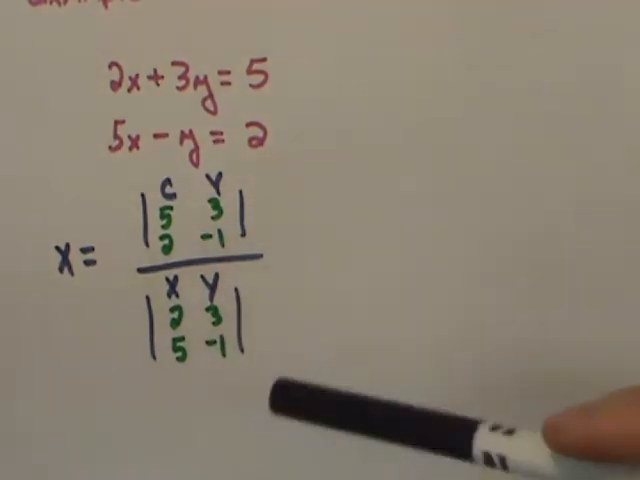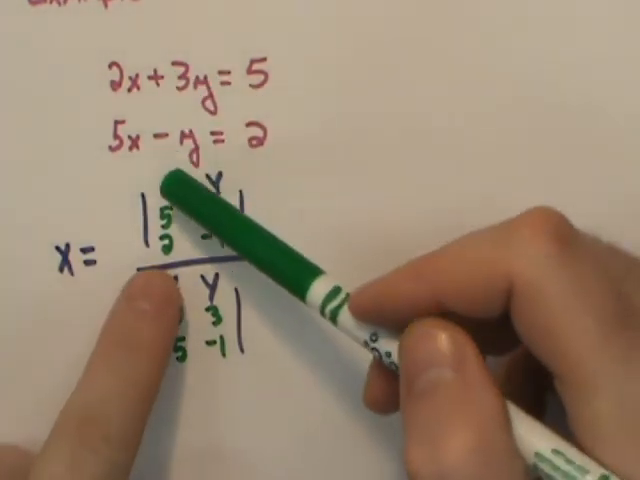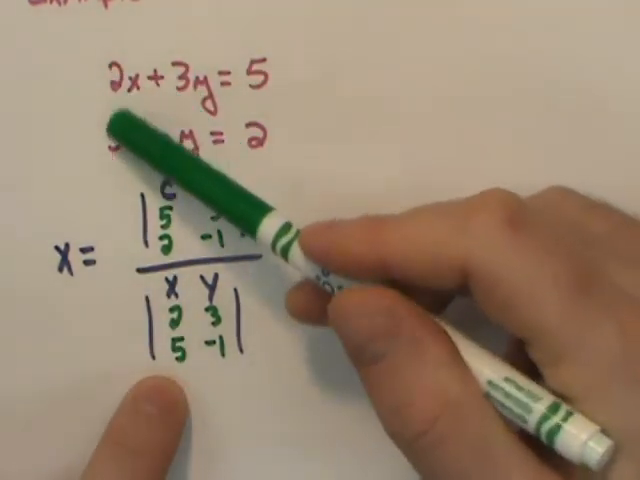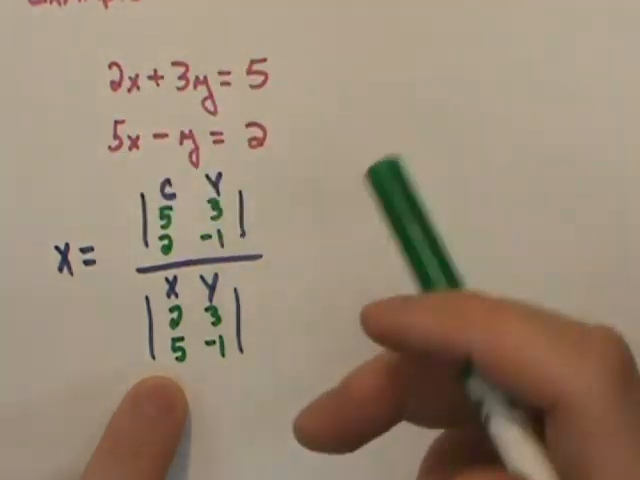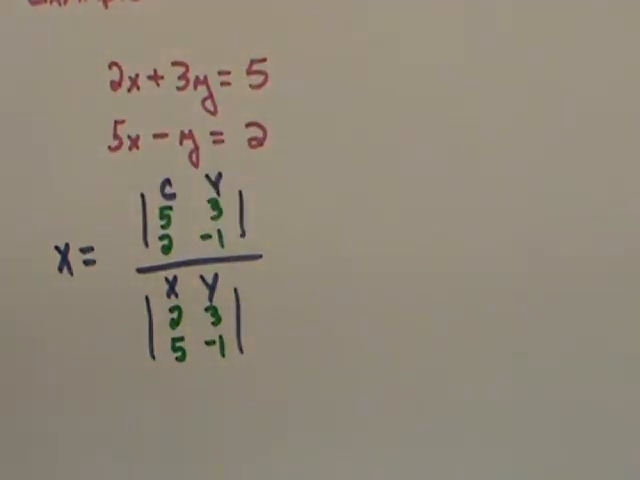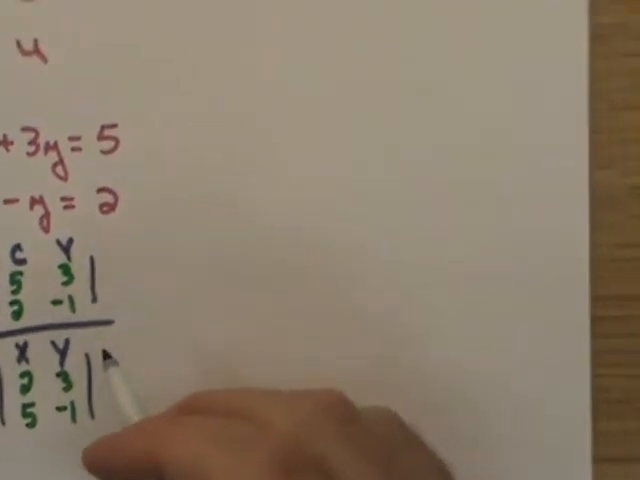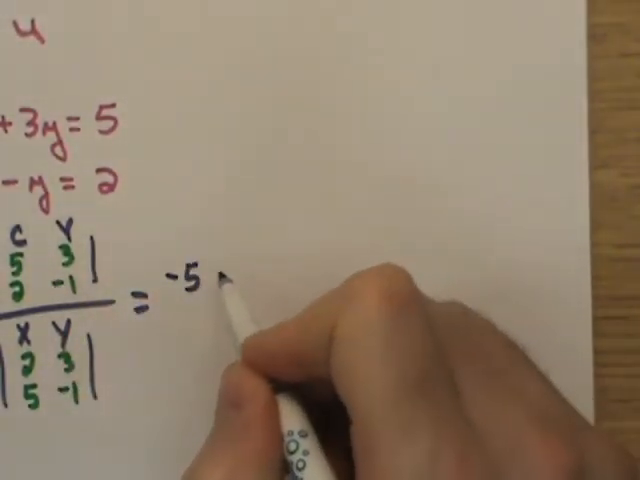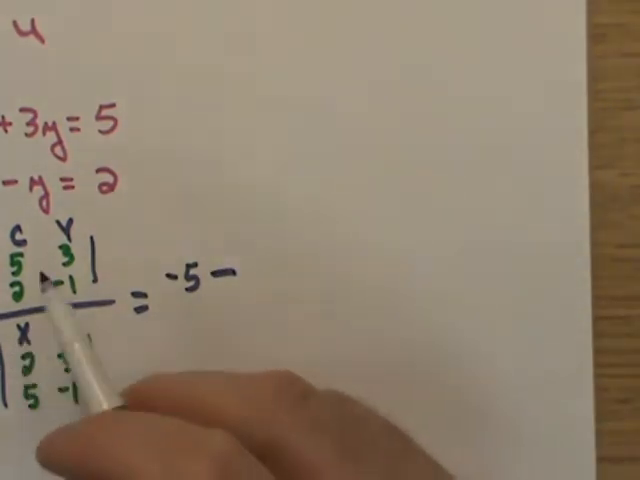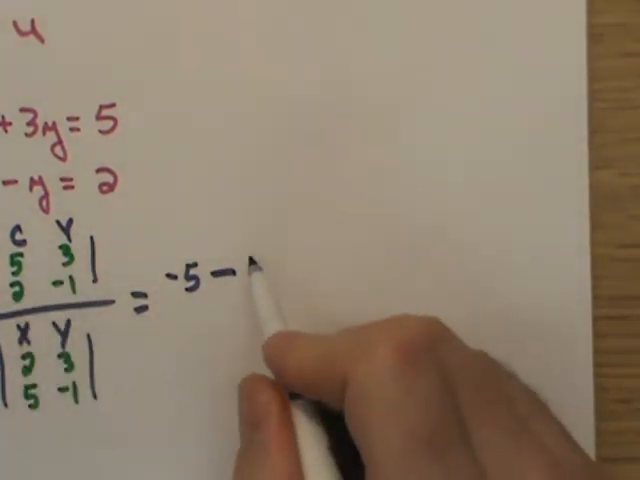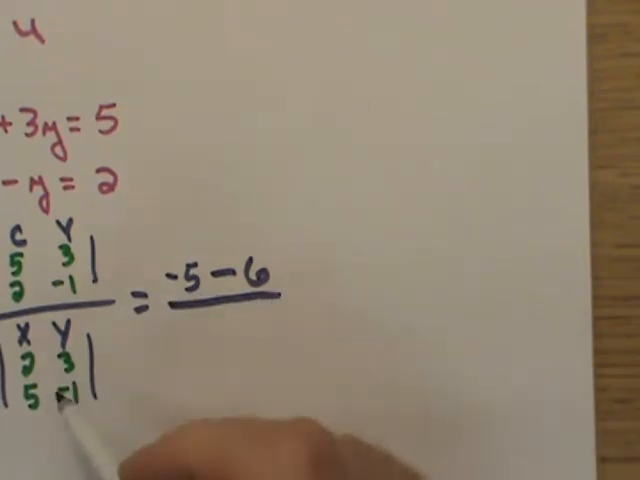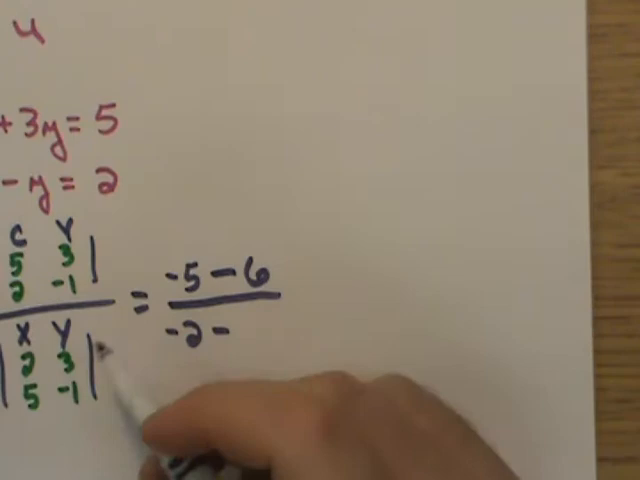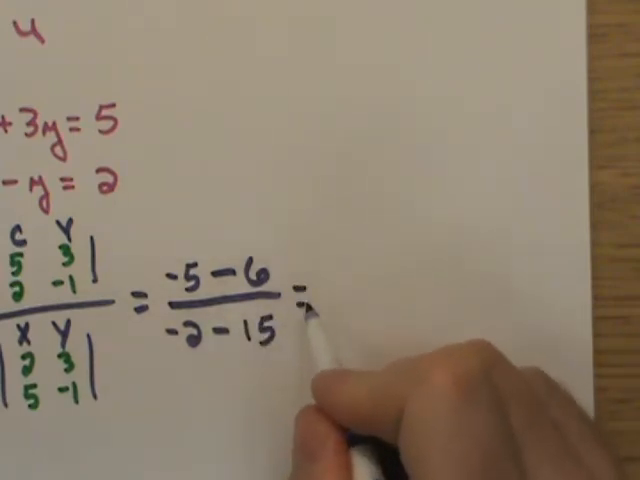I notice as I'm doing this problem, it might be a little confusing. The c's were over here, it's 5, 2. And the x's were here, 2, 5. Using the same numbers, but they're in the reverse order. Watch that and be careful. As I multiply this out, I go 5 times negative 1, which is negative 5, minus, you always put minus as part of that formula, 2 times 3 is 6, over 2 times negative 1 is negative 2, minus automatically, 5 times 3 is 15.